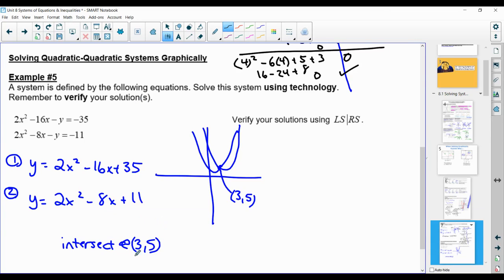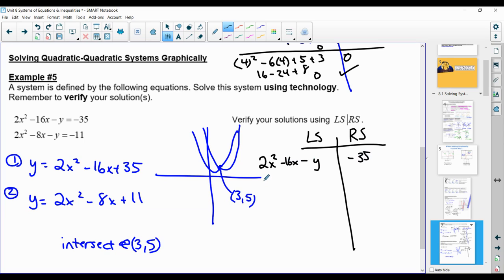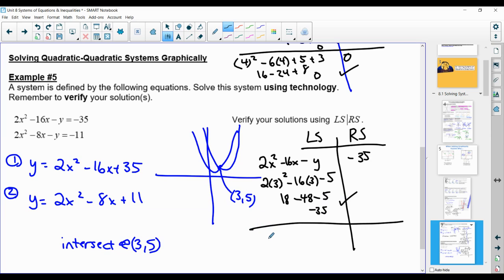And once again, once we have our graphical solution, we need to check or verify algebraically. Now in this case, because we just have the one solution, we only have one solution to substitute into each equation. So starting off with our first equation, we have 2x squared minus 16x minus y, and that's equal to negative 35. So subbing in our values, we have 2 times 3 squared minus 16 times 3 minus 5 gives us 18 minus 48 minus 5, and that is negative 35. So that one works. But again, it's not a system until we've checked both equations.